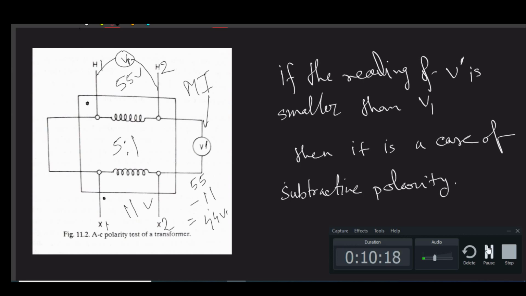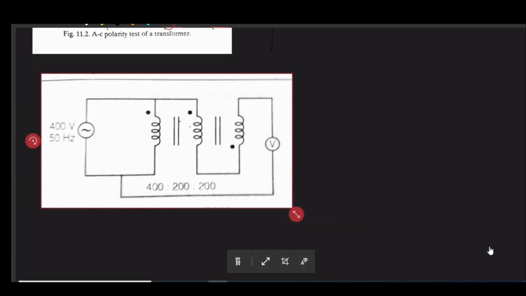Now we will solve a small problem. What is asked in this question? The question is that a 400 volt, 200 volt, 200 volt, 50 hertz 3-winding transformer is connected as shown in the figure. We have to find out the reading of this voltmeter V.